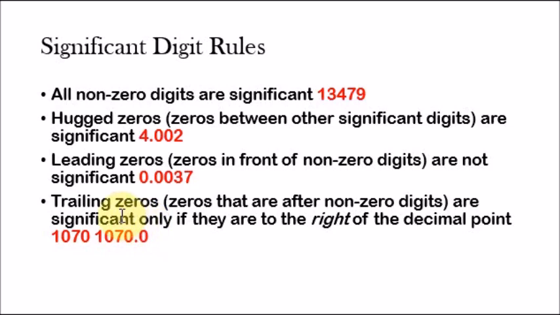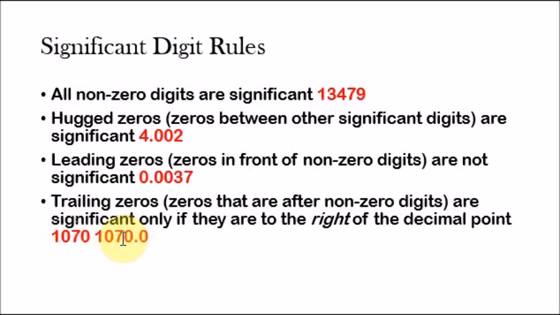Trailing zeros, which are zeros after non-zero digits, so zeros to the right, are significant only if they are to the right of the decimal point. If you look here, you have 107 and then a 0. The 0 is a trailing 0 because it's coming after the non-zero digit, which is 7. However, it's not to the right of the decimal point. The decimal point is right here. So it's to the left of the decimal point, so the 0 right here is not significant. This number only has 3 significant digits: 1 and 7 because of the first rule, and then this 0 because it's a hugged 0.